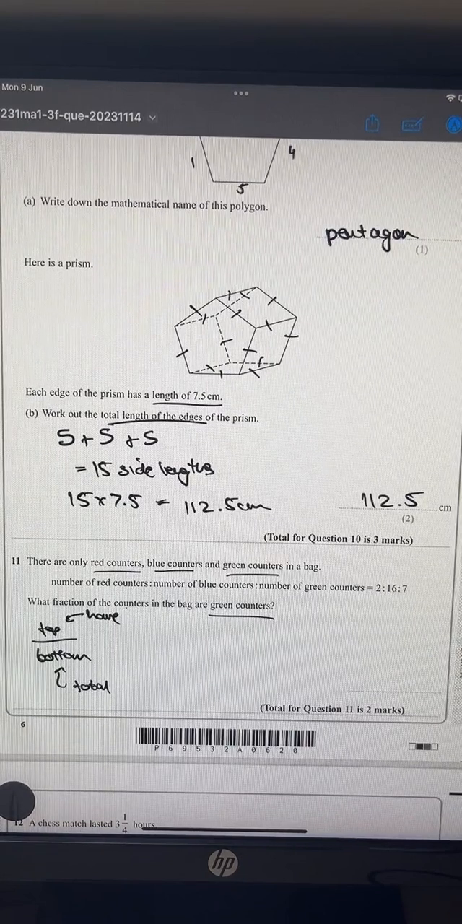So I need to find how many counters in the bag are green. Well, this is red to blue to green. Just write that above, yeah? How many are green? I've got 7. So that's 7 out of how many are there?